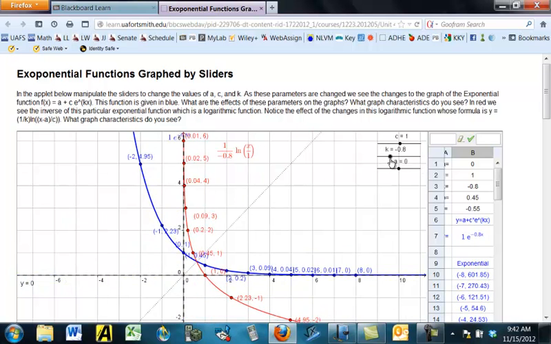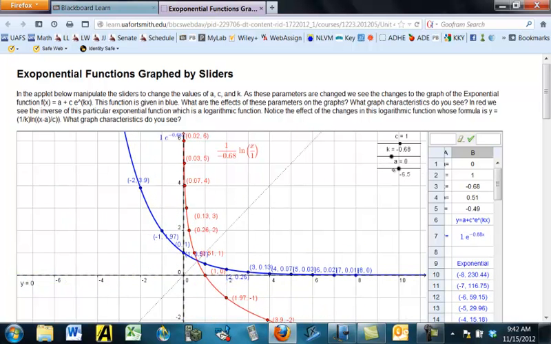There we go. Alright, so now I'm over here for negative k. Notice that the graph is pointing up as it approaches the asymptote for the logarithm, and it's pointing to the right for the exponential. So in this case, they're both decreasing functions here.